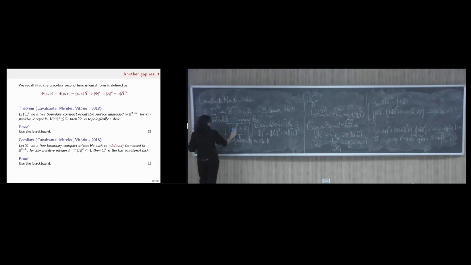That's about this. Look for this one that I calculate, okay? If these are minimal surfaces, you don't have this, okay? Then you have the equality here. So what do they prove? They prove that the surface is a flat equatorial disk, okay? It's a flat equatorial disk, in this case.